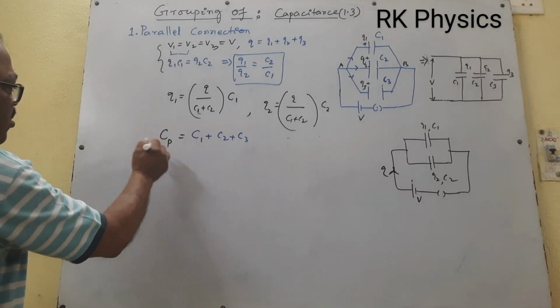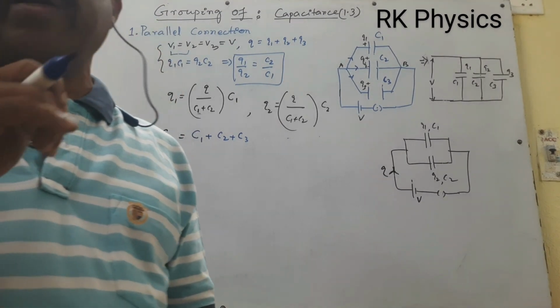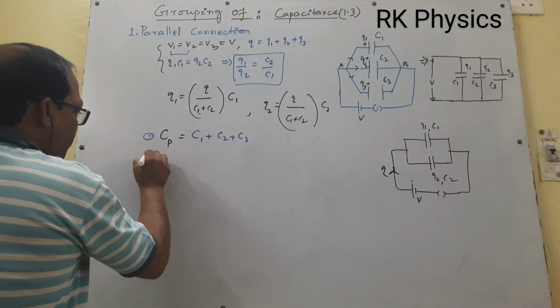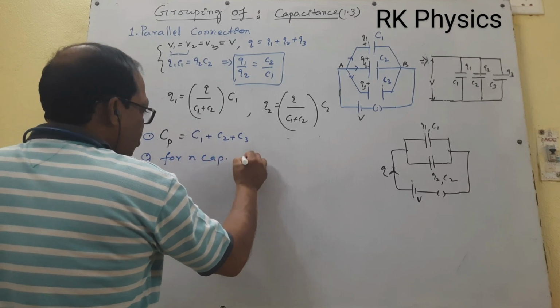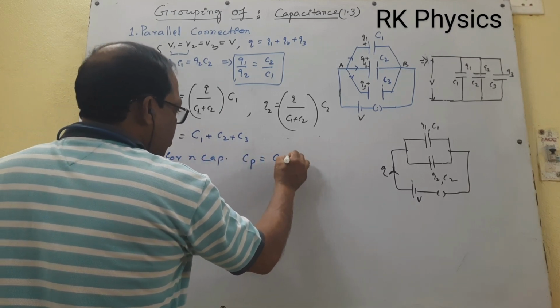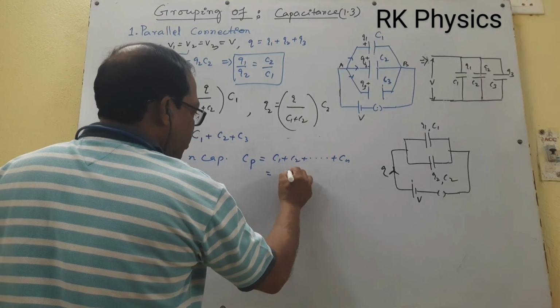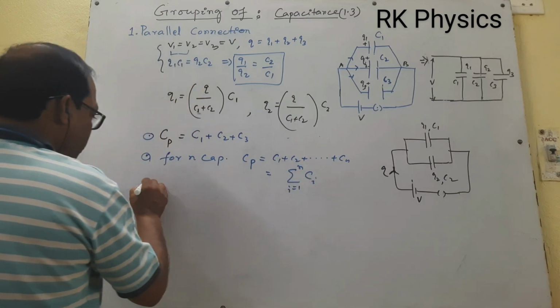Now from that you can find out some formulas. What are they? For N capacitors, Cp equal to C1 plus C2 up to Cn. This is written as the sum of Ci, i equal to 1 to N.